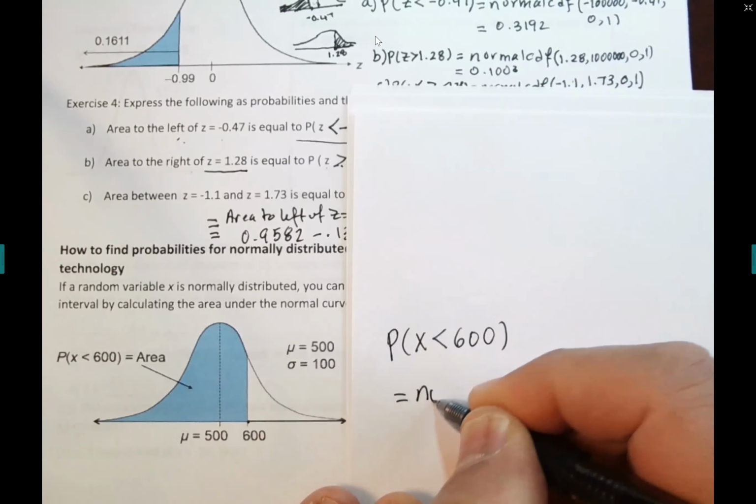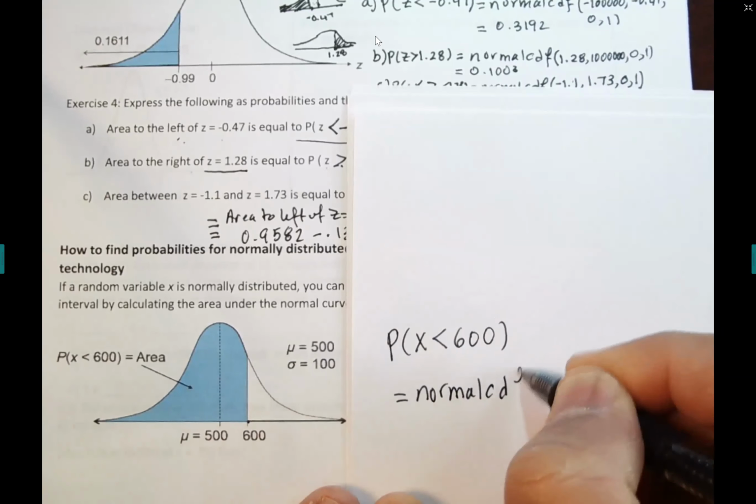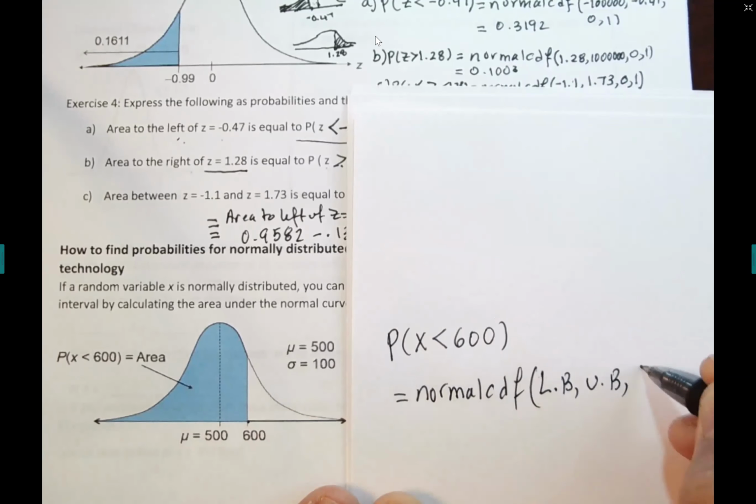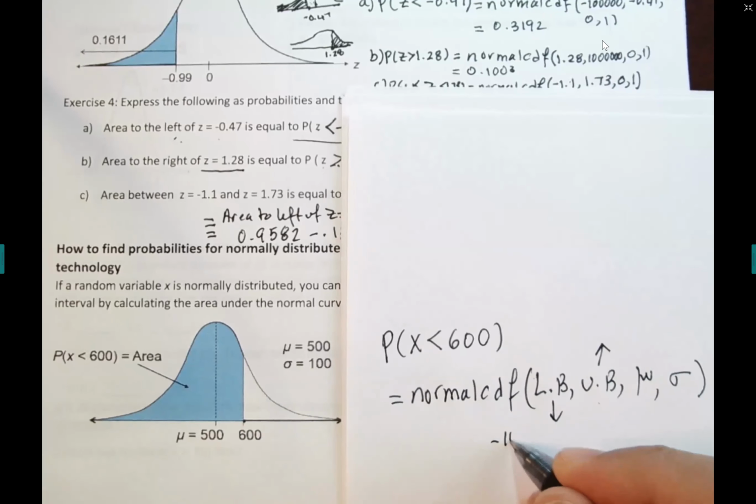I'm ready. Normal CDF. We need lower bound. We need upper bound. We need mean, and we need standard deviation. In this order, guys, it's not up to you to change the order. What would be the lower bound? What would be the upper bound? Look at the blue curve, guys. What do you think the lower bound is? Okay, my chat is blinking. Negative infinity. How are we going to write this down? So negative 1,000,000. That's good.